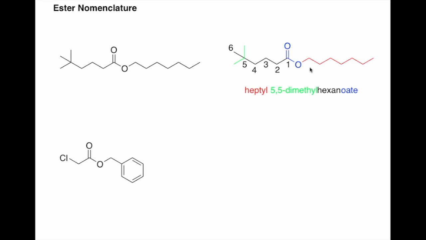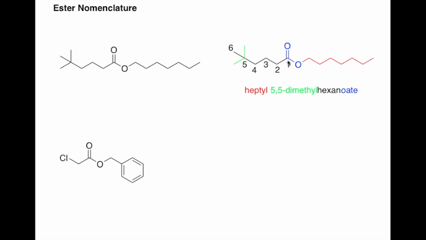In this first example, although the R' group is longer in length than the parent chain, we still treat it as though it is a substituent. This is 7 carbons in length, so we call it a heptyl. The parent chain is only 6 carbons in length, which would have the name hexane if it were an alkane. It becomes hexanoate now that it's an ester.